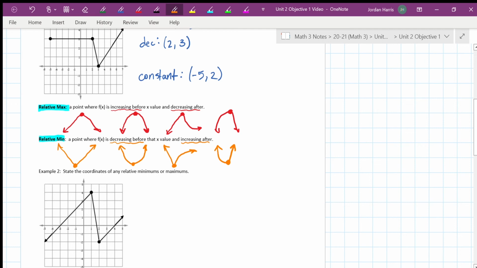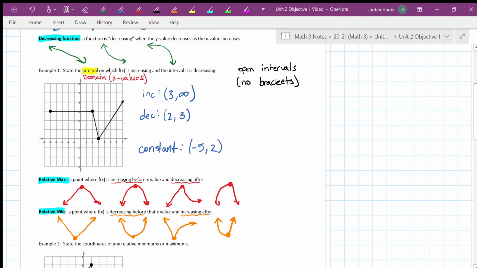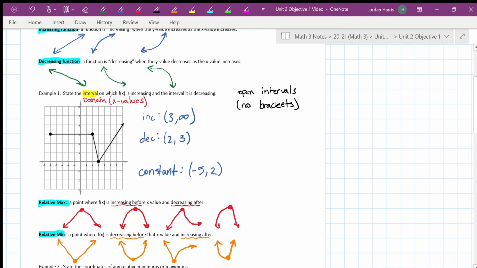Once again, it's not the minimum height, not the lowest point. It is a point that has decreasing before, increasing after. So be careful about that. Okay, looking at example 1 before we get to example 2, notice you have a point right here. It's constant then decreasing, so that's neither. This point right here, it's decreasing then increasing, so that would be a minimum, a relative minimum.